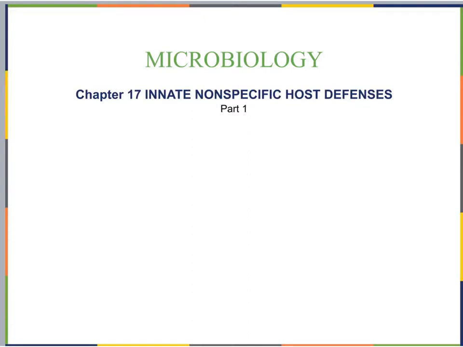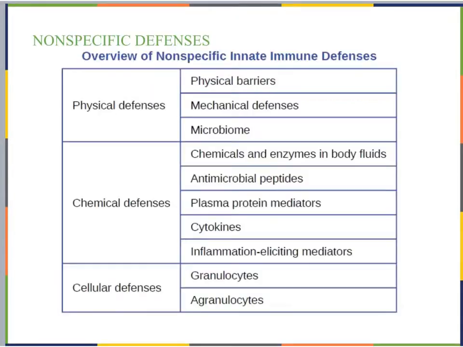All right, so now here we are in chapter 17, specifically 17.1, and in 17 and in 18 what we're talking about are our host defenses. So basically, we're talking about how our immune system, specific to humans, defends against all of these things that we've been talking about all semester.